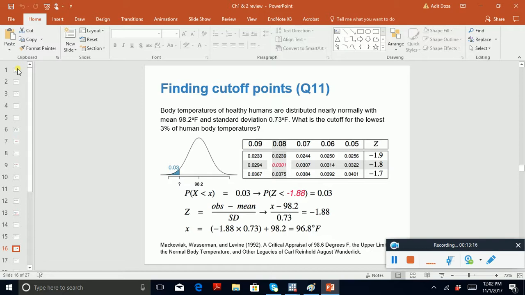And question 11, I am actually looking for the x value. I did not ask for the z value or the mean value. Some of you just wrote the mean value and reported that, but I wanted the x value. So you can look through the solution. This will be uploaded on the YouTube channel.